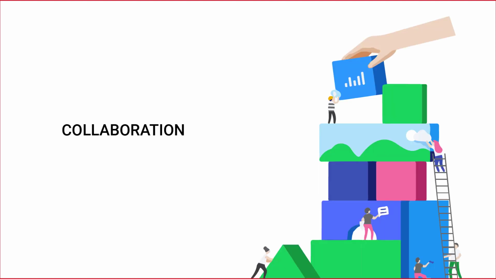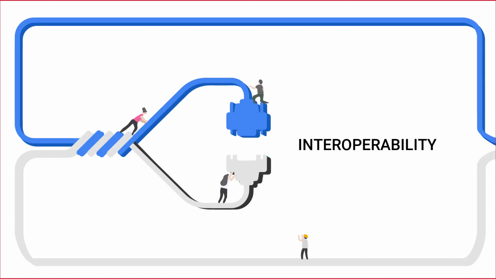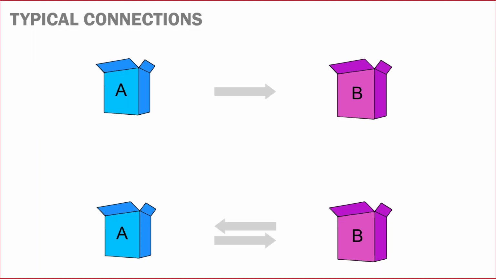As we all know, in the industry, collaboration is key. But to achieve it, you need to build from something that you can share. And that's when interoperability comes into place. And speaking about AEC software, most typical connections just go from software A to software B. And not even all of them are bidirectional.